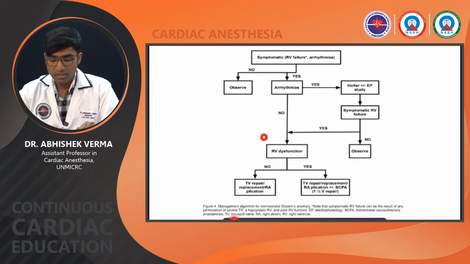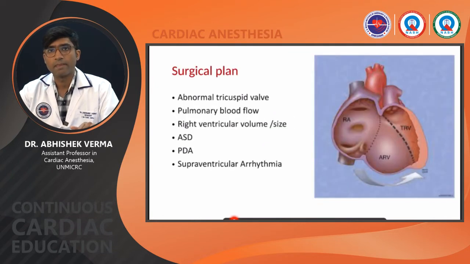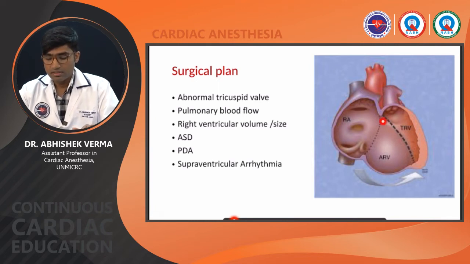RV function, or you can say RV value, is the main point that is going to define us. Either we go for the univentricular repair or the biventricular repair depending upon the RV value. So if we are planning a surgical plan for this patient, then we have to see if there is an abnormal tricuspid valve. This is a true annulus and this is a false tricuspid valve annulus. If it is an abnormal tricuspid valve, then we have to repair this.